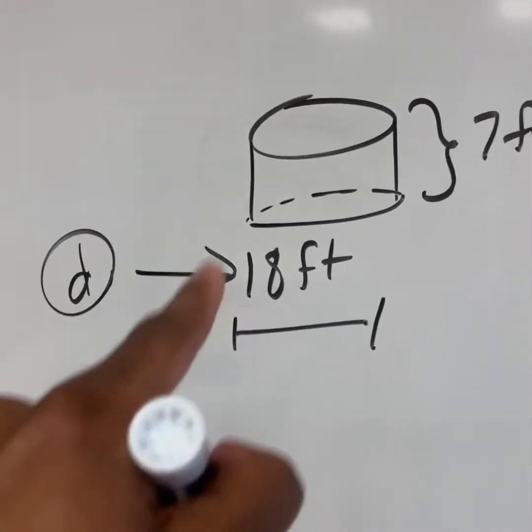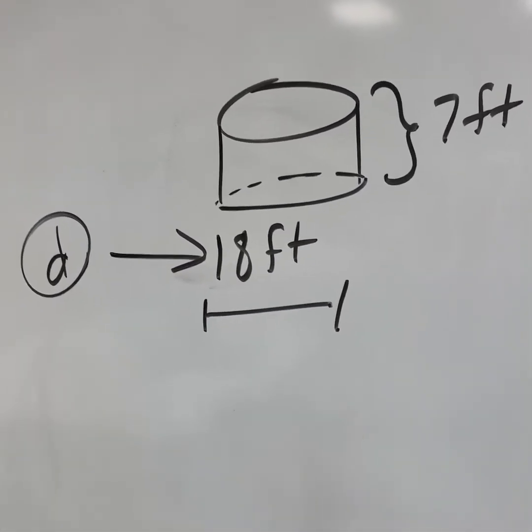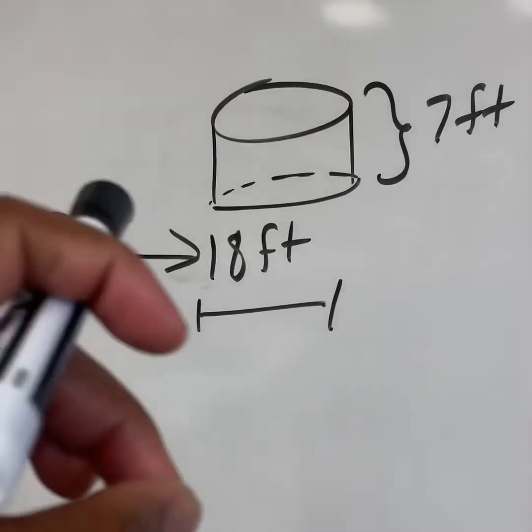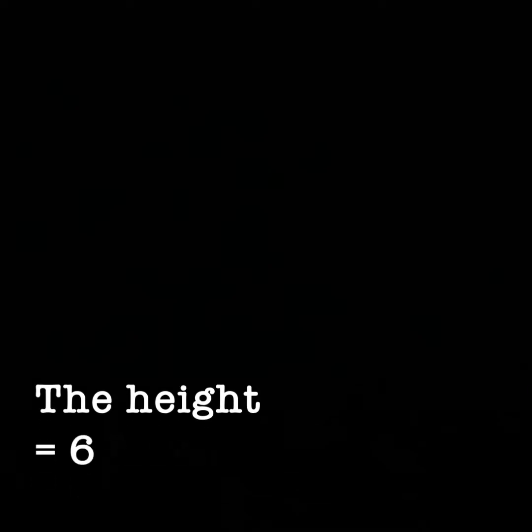So even though the 18 feet is given for the diameter, it'll probably be your best bet to just go ahead and write down r is equal to 9 feet. So the given information that we will use is radius is equal to 9 feet. The height is equal to 6 feet.